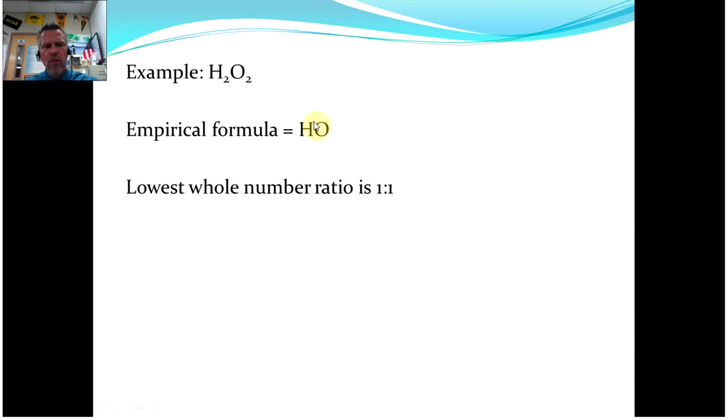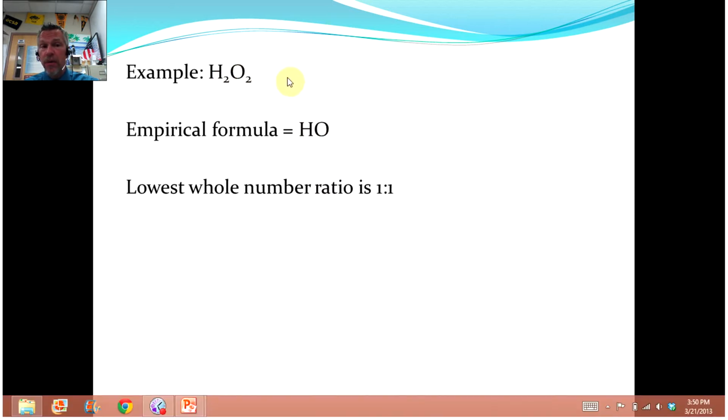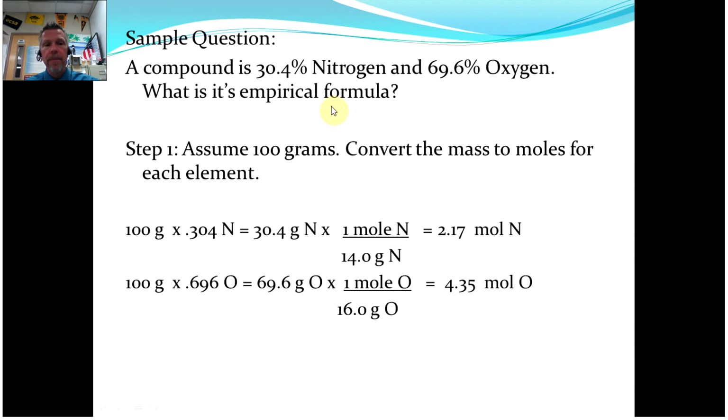So the empirical formula is the lowest whole number ratio of elements that appear in that compound, and it does not necessarily represent the actual numbers of elements that you would find. All right. So let's see an example.